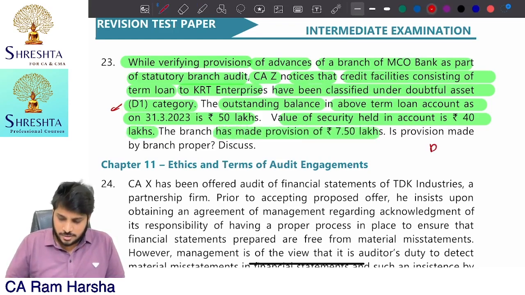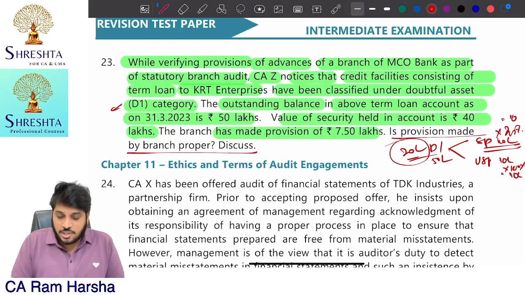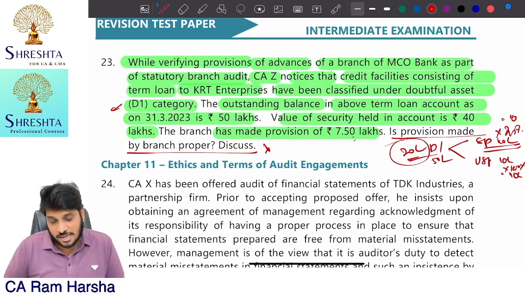That's wrong. If the asset is classified as doubtful, the total loan is 50 lakh. Secured portion is 40 lakhs, so the unsecured portion of the loan is 10 lakhs. On this, 100% provision, whereas in the first year on the secured portion of a doubtful asset, 25% provision, which is equal to 10 lakhs. Here it is equal to 10 lakhs, which means the total provision to be created is 20. Is the provision made by the branch proper? No. 20 lakhs is the total provision, whereas the bank created only 7.5 lakh.